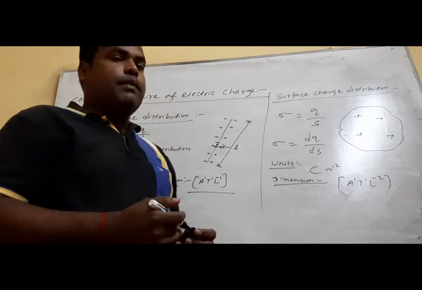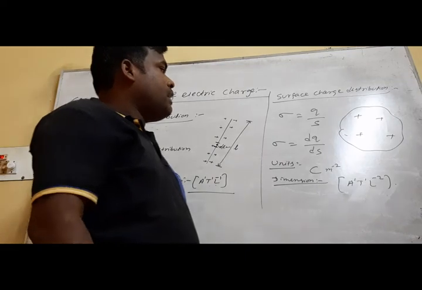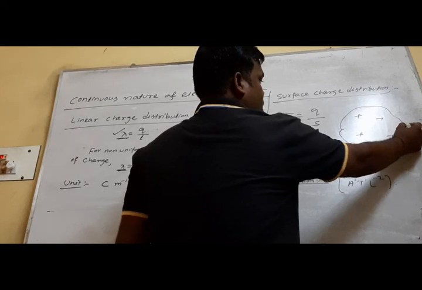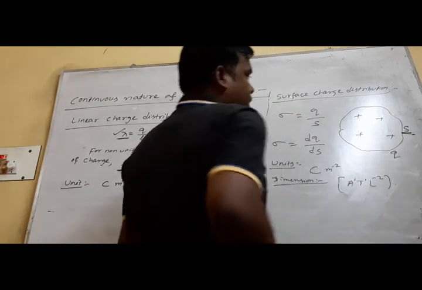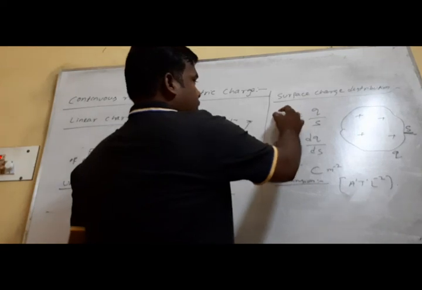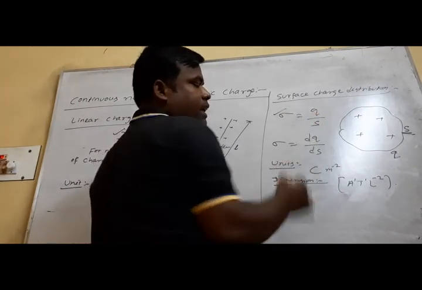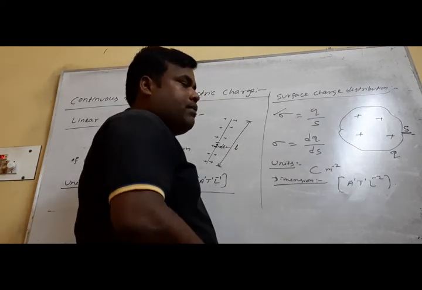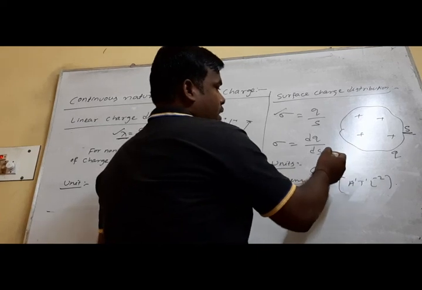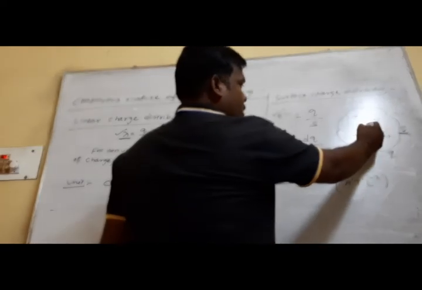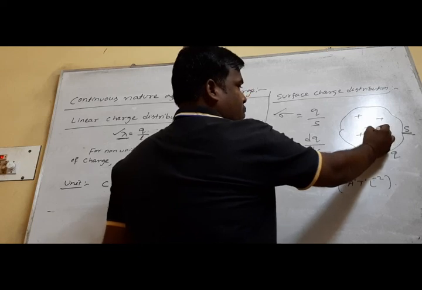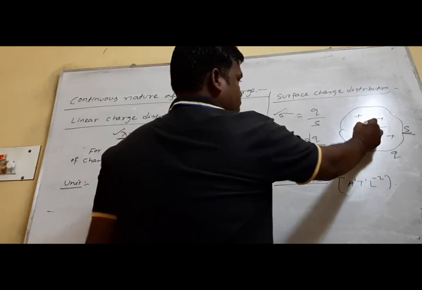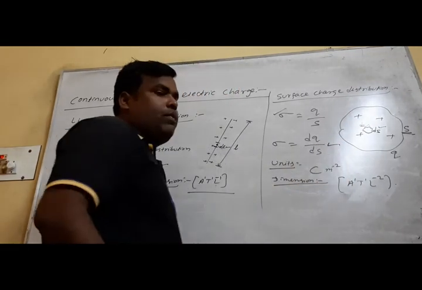Similarly, the charge can be distributed over a surface. If charge Q is uniformly distributed over the surface of area S, then sigma, the surface charge density, is Q by S for uniform distribution of charge. For non-uniform distribution of charge, we have to see what is the surface density, so we take a small surface area ds. What is the charge acquired by this small element ds? Let it be dq. Then surface charge density will be dq by ds.